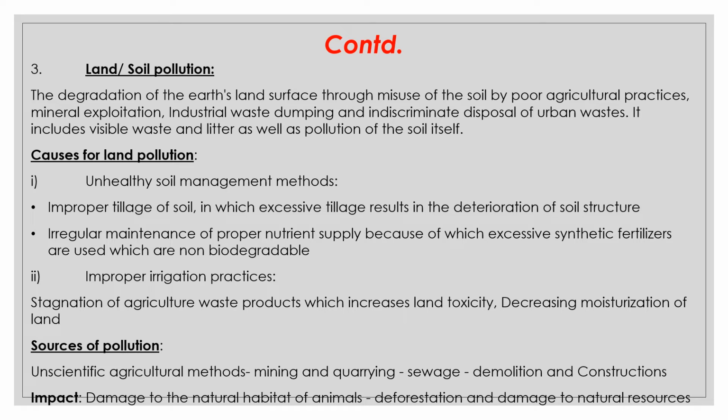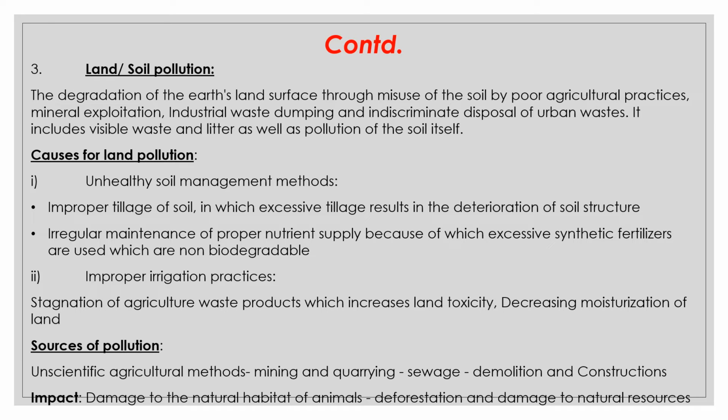Now we shall discuss land pollution or soil pollution. It is the degradation of the Earth's land surface through misuse of soil by poor agricultural practices, mineral exploitation, industrial waste dumping, and indiscriminate disposal of urban wastes. So these are the causes for land getting polluted. It includes visible waste and litter as well as pollution of the soil itself. Because of soil pollution, we cannot grow anything on that soil.